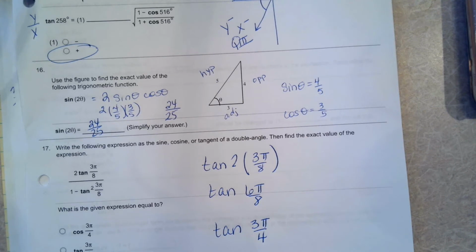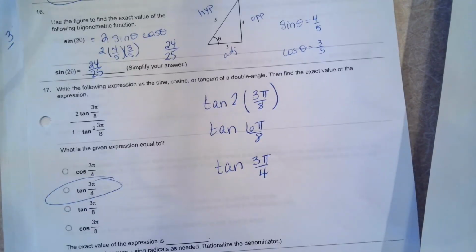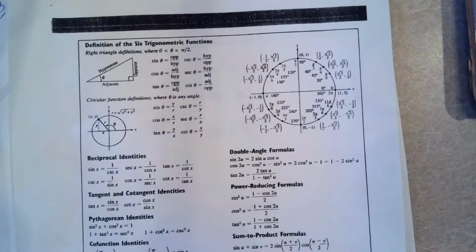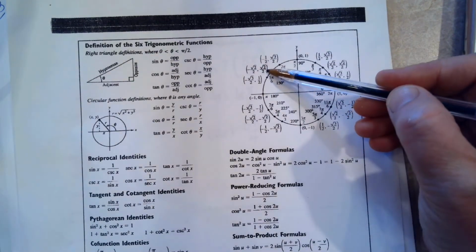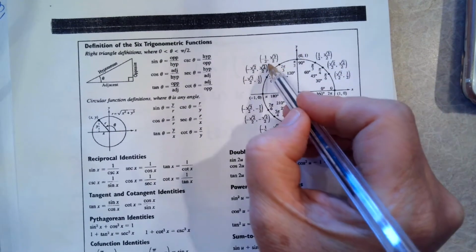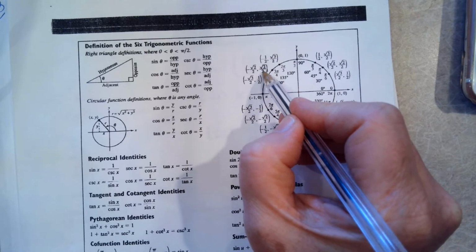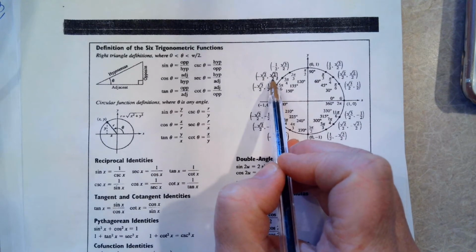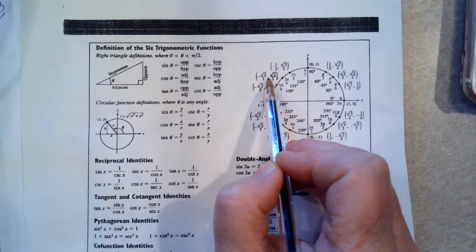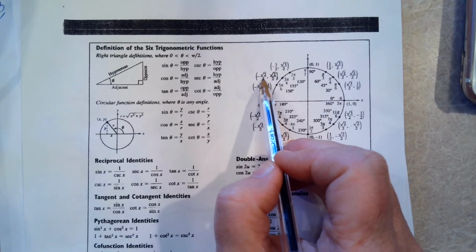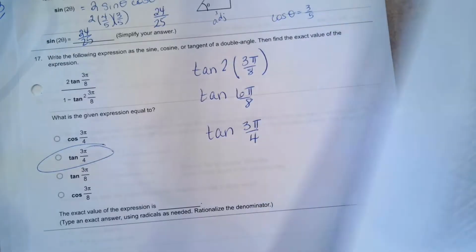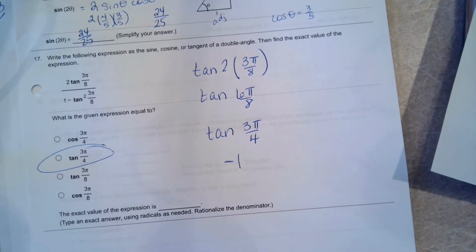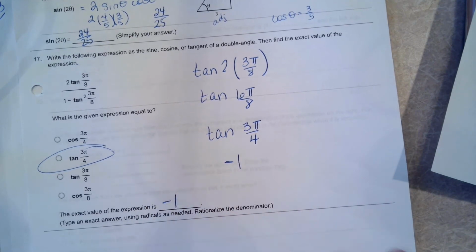So I go to my unit circle. 3 pi over 4, that's the first answer, but they want me to give the exact value. 3 pi over 4 is over here. And I know that the tangent is the ratio of the y value over the x value. Well, guys, look at that. The y and the x are exactly the same thing except for the sign. So when you put the same thing over the same thing, you're going to get 1. But since they have different signs, it's going to be negative 1. So that is my answer here. It is negative 1.